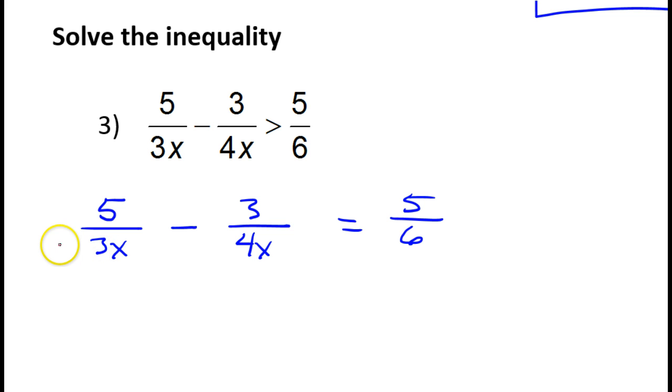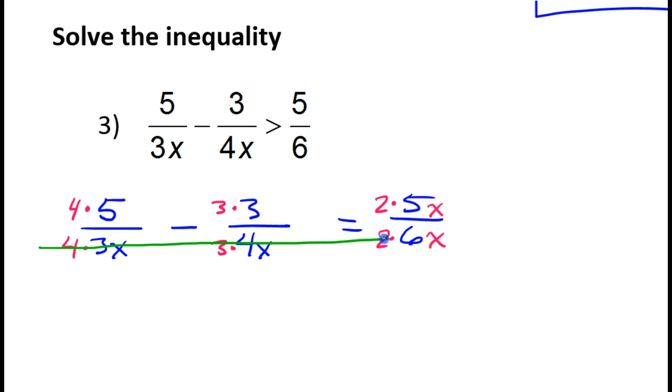I'm going to make these all into 12x because I have an x. So I can make this into 12x by multiplying it by 4. You have to do the same thing to the numerator and denominator. If I multiply this one by 3, that makes this 12x. Got to go top and bottom. This I would have to multiply by 2 and x to make 12x. So I'm going to multiply by 2 and x in the numerator. So now I have 12x, 12x, 12x in the denominator. Once the denominators are the same, you can cancel them out.